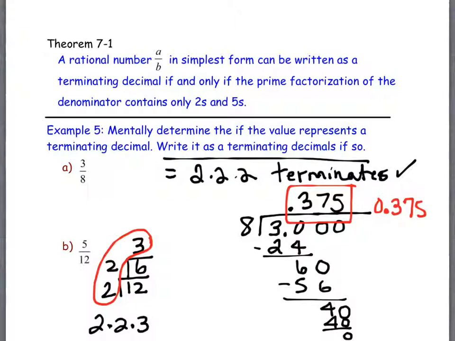Does this represent a terminating decimal? No. Why? Because there's that 3 in there. That 3 means that it's not going to terminate. Now, it is a different kind of decimal. It's called a repeating decimal, this particular one. So it's not that it isn't a decimal, it's that it isn't a terminating decimal. That's the difference here, okay? So this one is not terminating. I was right the first time. There we go, terminating.